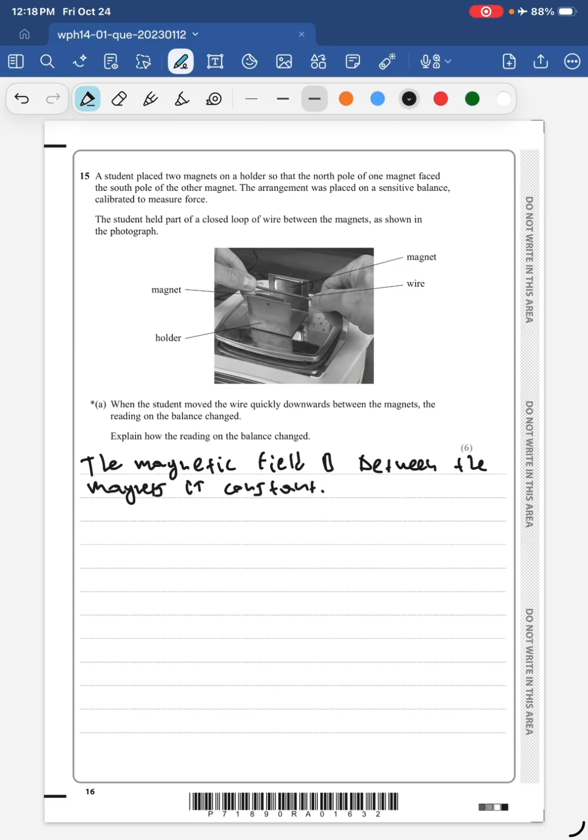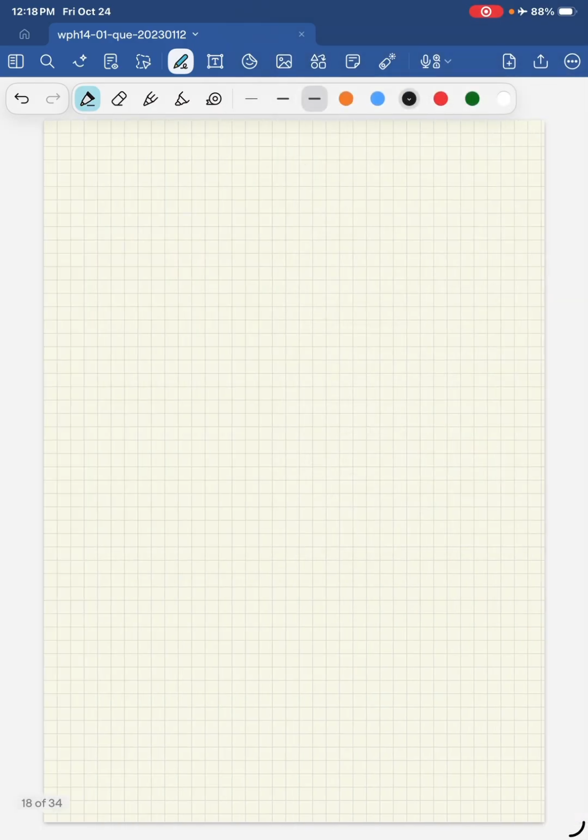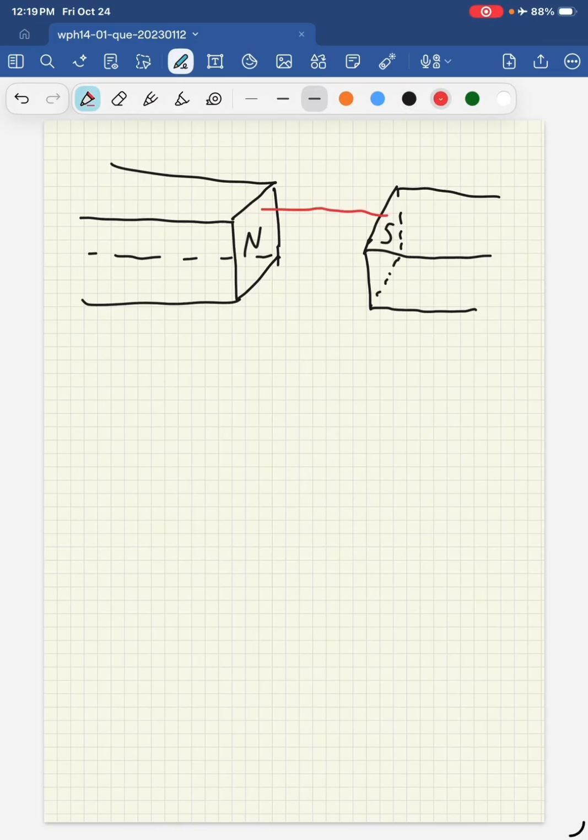Okay, let me use a clean page to draw a scheme of what's going on. So the situation looks something like this. Let's say that this is the north pole of the magnet, and this is the south pole of the magnet. So magnetic field lines go like this.